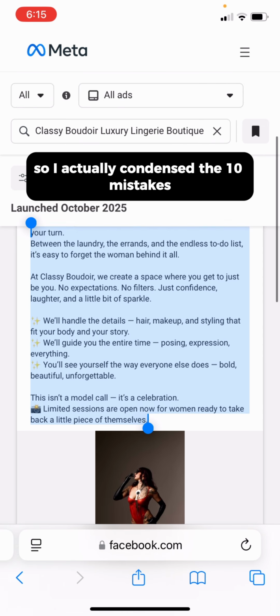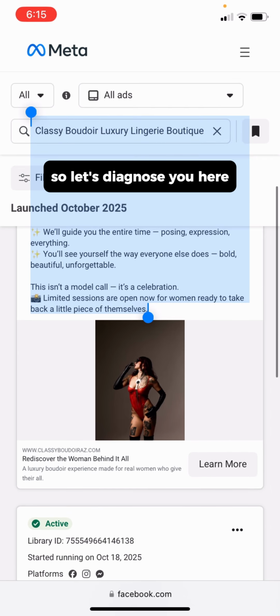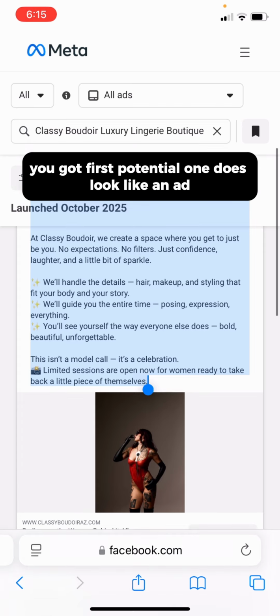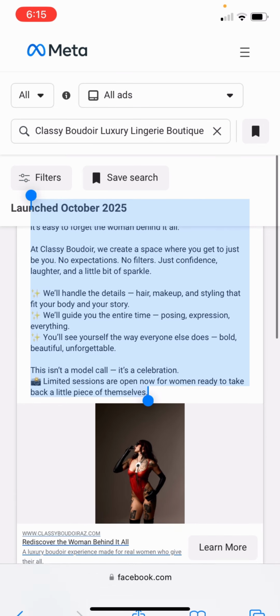So I actually condensed the 10 mistakes into 5 different root cause problems. So let's diagnose you here with the root cause problems you got. First potential one, does it look like an ad? You do not have that root cause problem.